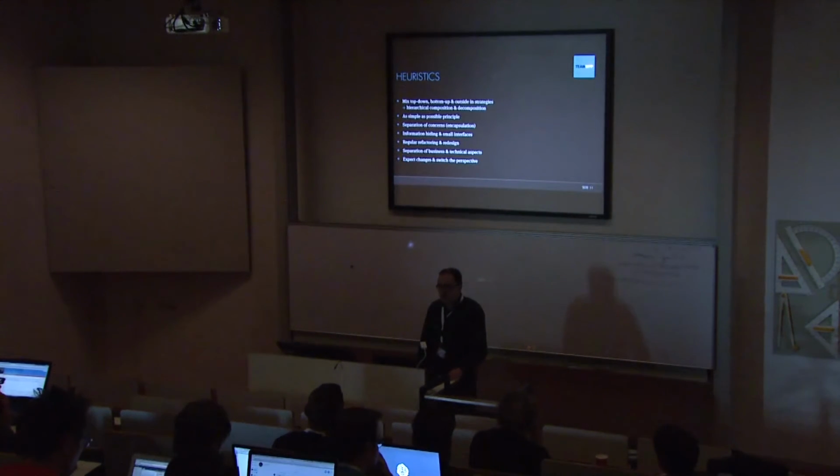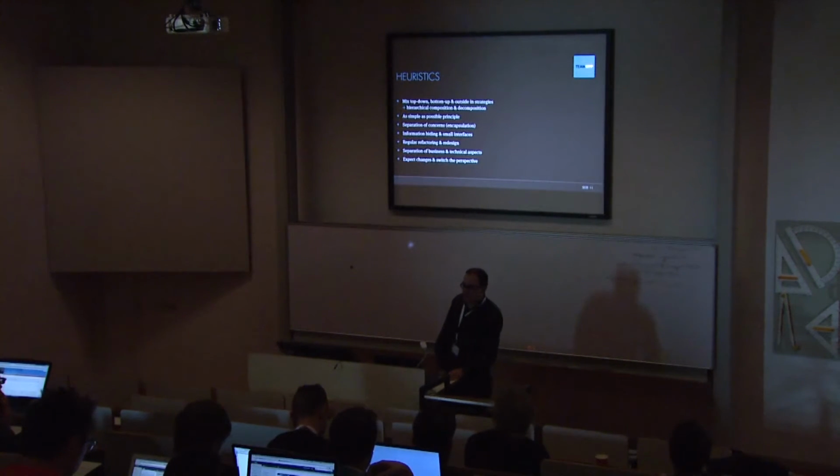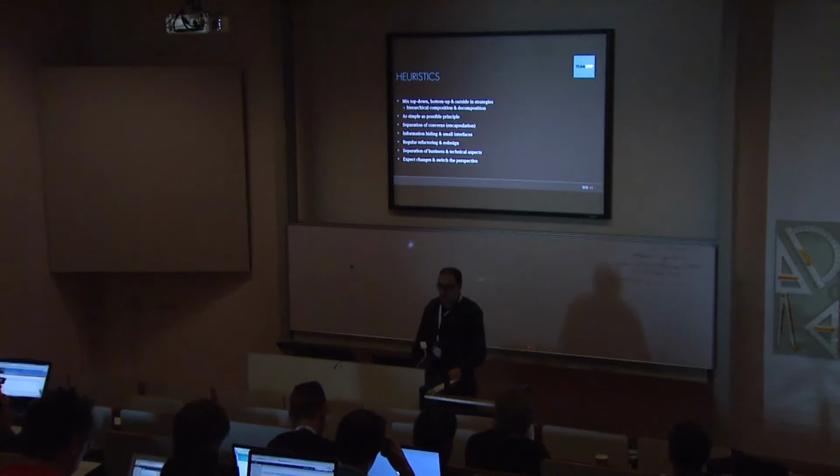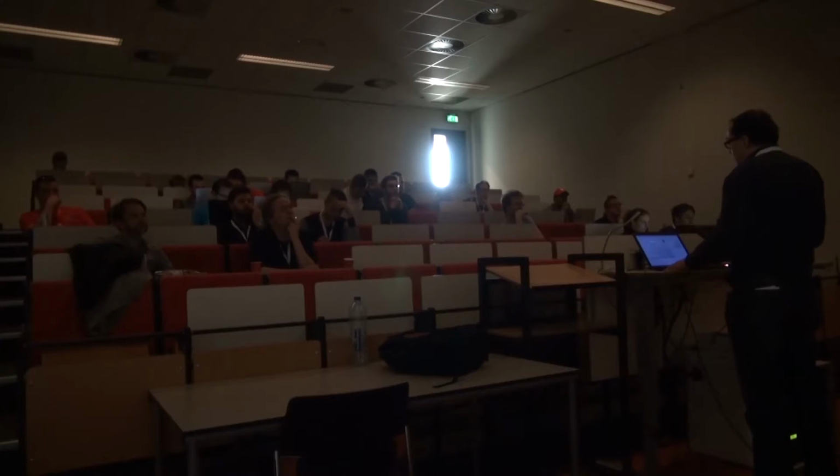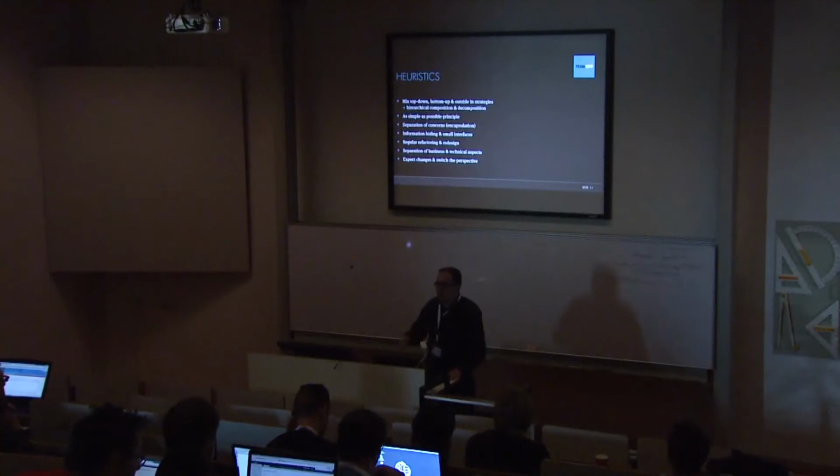Then the as-simple-as-possible principle, we talked about this already. Then it's also important, the separation of concerns. The encapsulation is also somehow information hiding. So with this you reduce the complexity for the user, and you put together what belongs together. Also important are information hiding and small interfaces. It's better to have more small interfaces than one big general interface. What you also should do is regular refactoring and redesign.